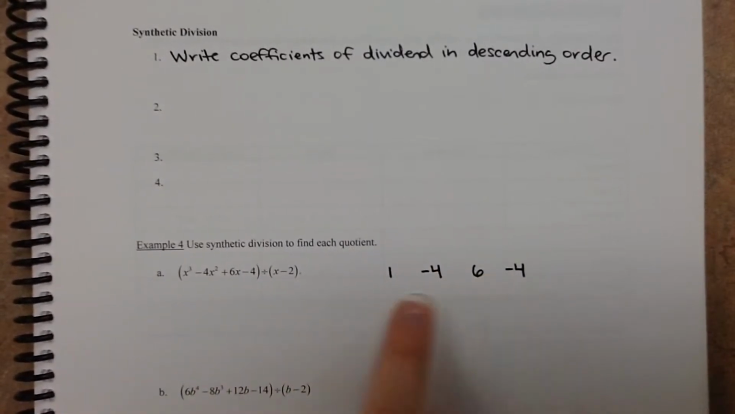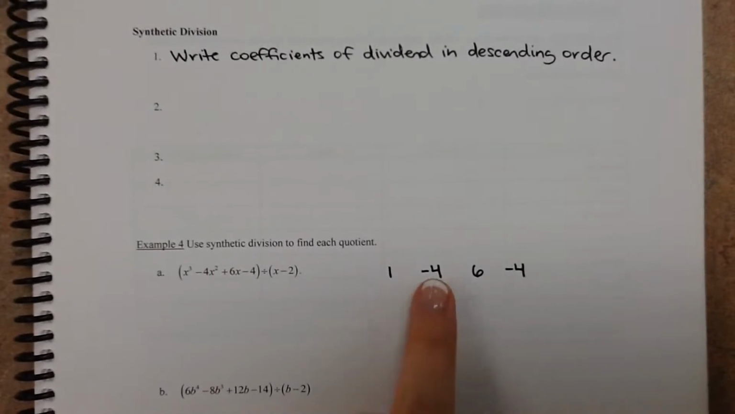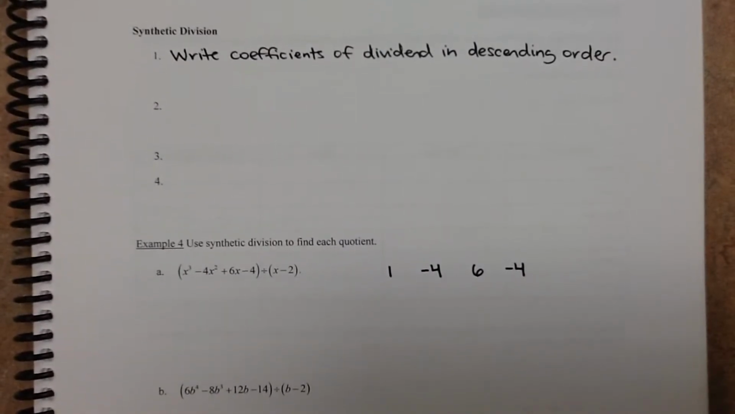So you write them in descending order. If one of them is missing, you leave a 0. You've got to make sure every single one of these is accounted for. So again, if something is missing, like right here, see we've got an x squared missing there, you'd leave a 0. Okay, so that's a super important part.